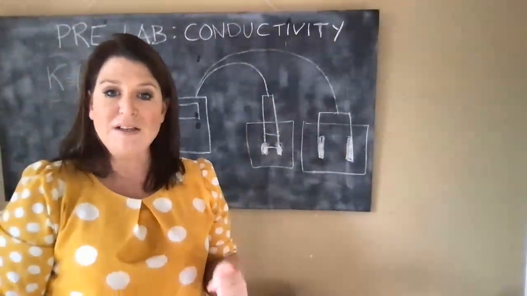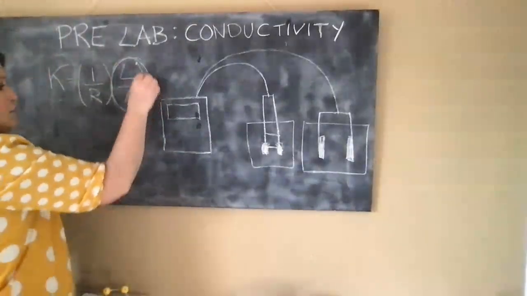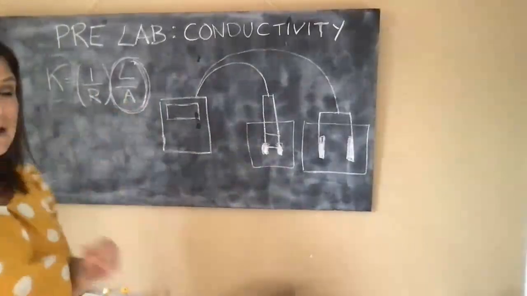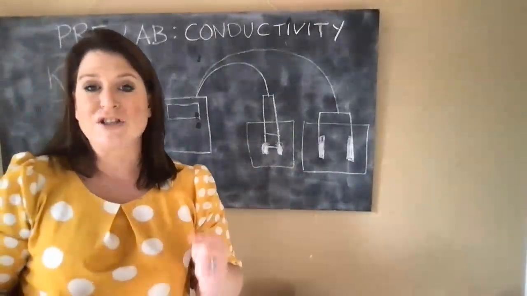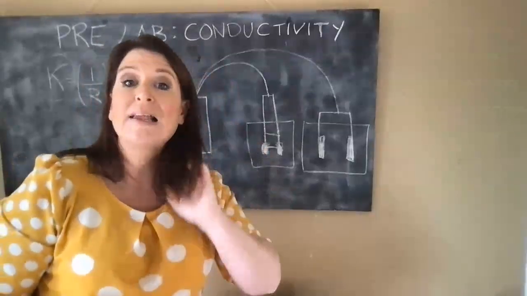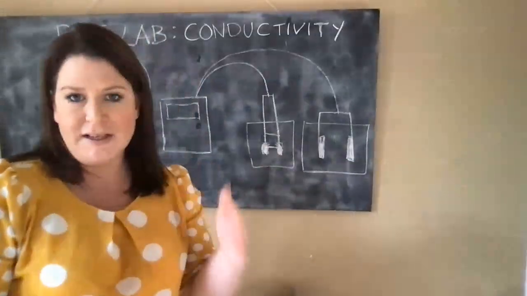So the first thing we need to do in the experiment is determine your L over A. Once you have that L over A, those are the dimensions directly linked to the probe that you are going to use for the duration of your experiment. So once you've calculated it once, you will have that for every single reading.